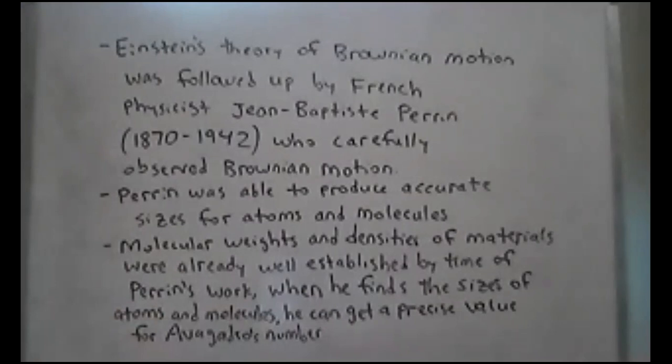So long and short of it, Einstein's theory of Brownian motion was followed up by French physicist Jean-Baptiste Perrin. He lived from 1870 to 1942, who carefully observed Brownian motion. Einstein's theory was more or less the statistical theory of fluctuations. I'm not going to go into that, but Perrin was able to produce accurate sizes of atoms and molecules. Since molecular weights and densities were already well established by the time Perrin did his work, if he knows the sizes of the atoms and molecules, he can get a precise value of Avogadro's constant.